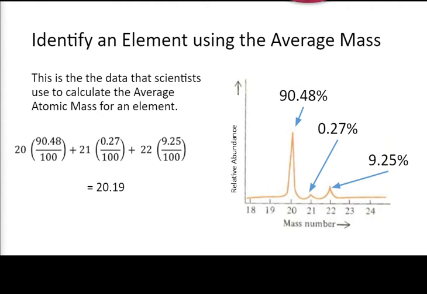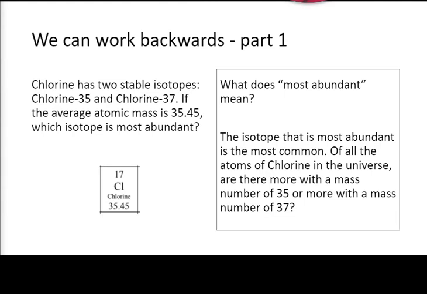Now we're about to start talking about the steps that you are going to have to do under the standard in Unit 2. You are going to be asked to work backwards. So you're going to be asked to answer questions like this one. Chlorine has two stable isotopes, chlorine 35 and 37. If the average atomic mass is 35.45, which isotope is most abundant?